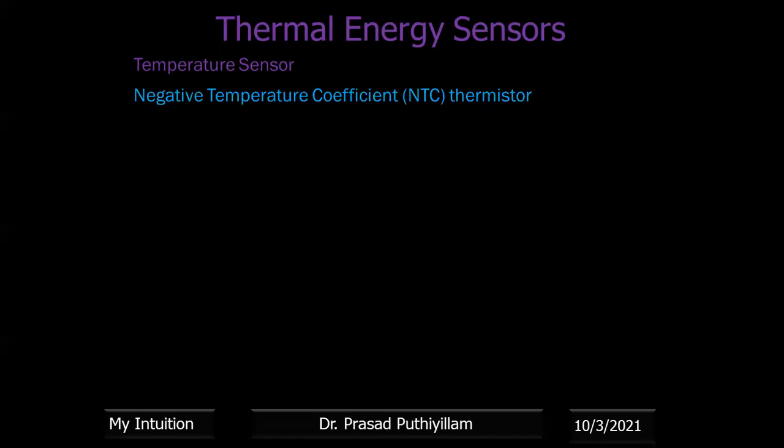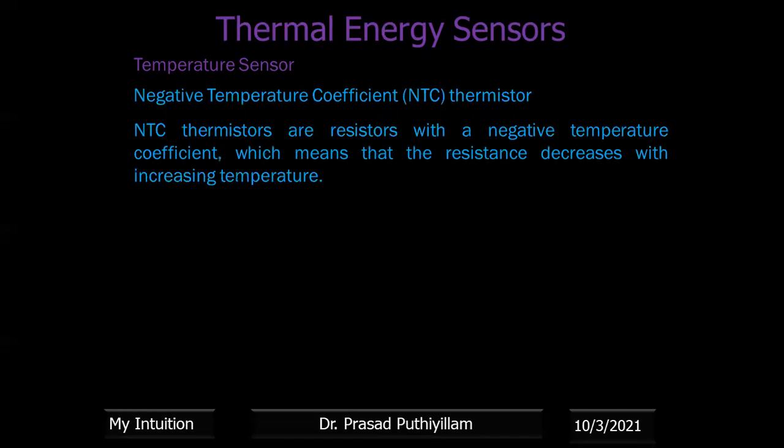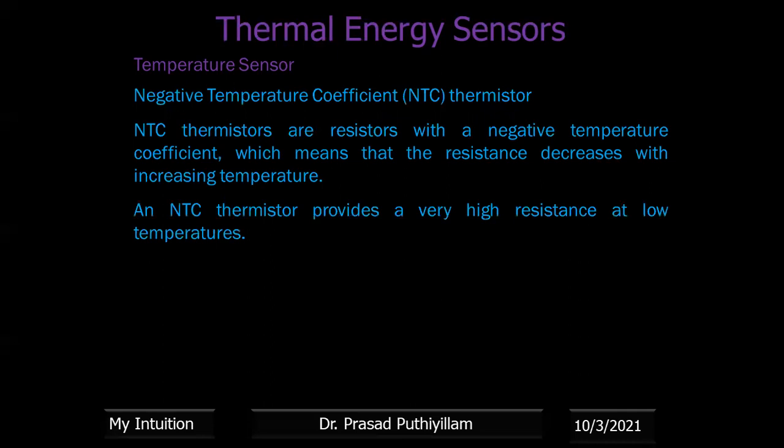The negative temperature coefficient, or NTC thermistor, are resistors with a negative temperature coefficient. A negative temperature coefficient means the resistance will decrease with the increase in temperature. The material's resistance will decrease when the temperature increases. When there is a change in the resistance, it can be measured. It provides a very high resistance at a low temperature, then low resistance at a high temperature.